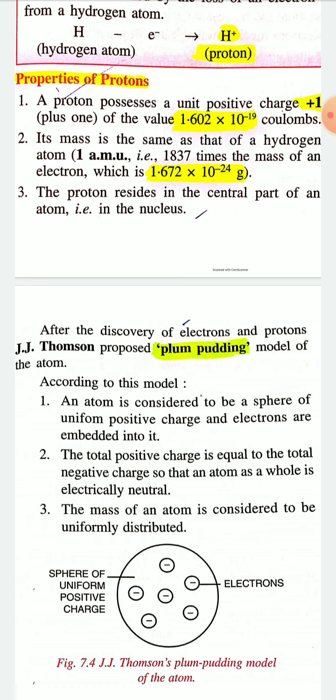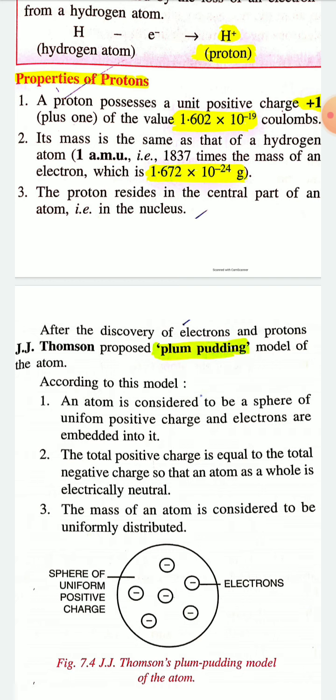That is, the mass of a proton in gram is 1.672 into 10 to the minus 24 gram. You have to remember the mass and charge of subatomic particles. The proton resides in the central part of an atom, which is called the nucleus.